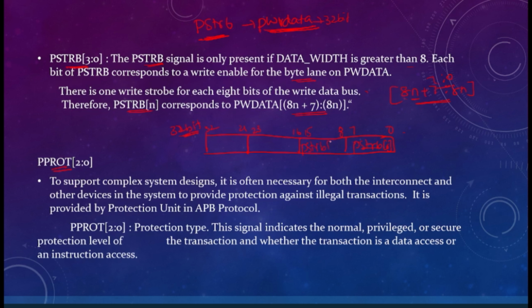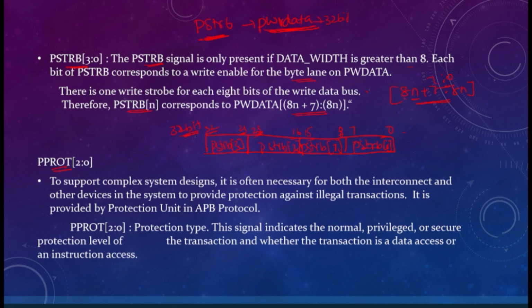Similarly, PSTRB[1] means it is from 8 to 15. PSTRB[2] means it is for PWDATA bits from 16 to 23. Similarly, PSTRB[3] indicates the PWDATA is from 24 to 32 bits. Okay, so basically PSTRB is indicated in this way.